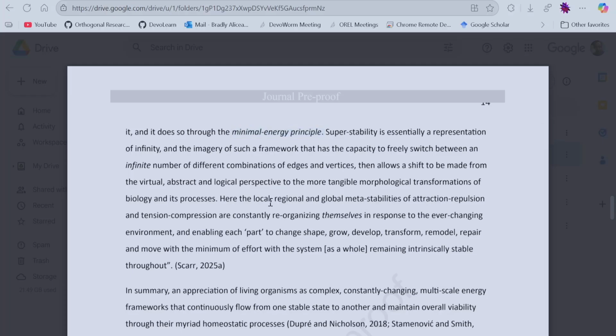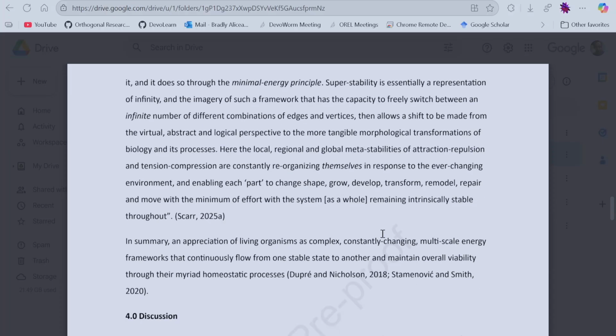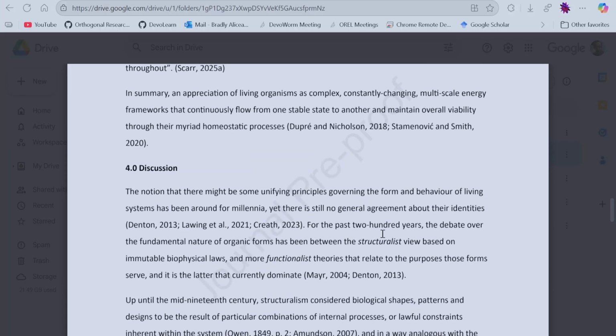We're dealing with a complex system. We're dealing with something that's self-regulating. We're dealing with something that's self-organizing. We're dealing with something that exists at multiple scales of organization. And then we have this self-repair aspect where it can remodel and repair itself with minimal effort.